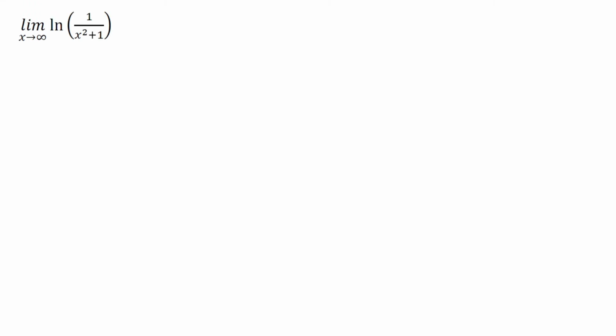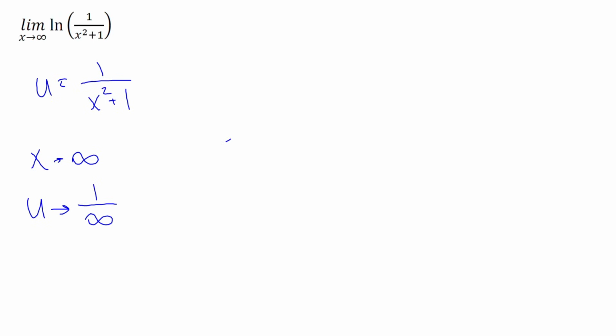Here's where these natural log ones start to get a little bit trickier, where people start to have some trouble with them. So we still want to do the same thing. We want to let u equal 1 over x squared plus 1. And as x goes to infinity, u is going to approach 1 over infinity, a positive 1 over a positive infinity.